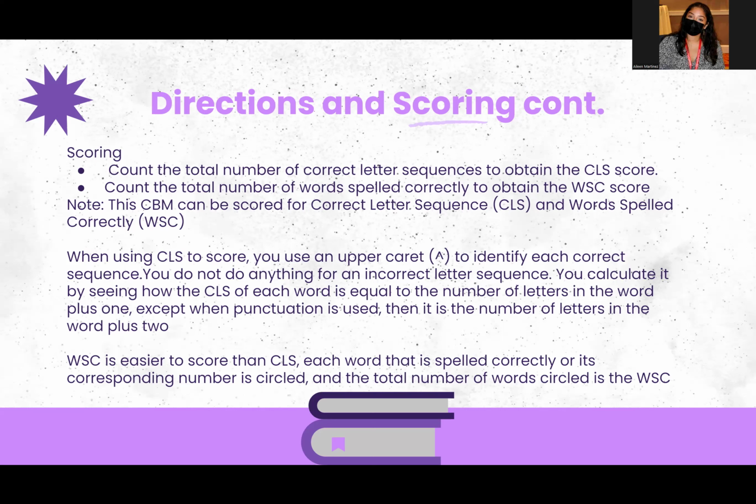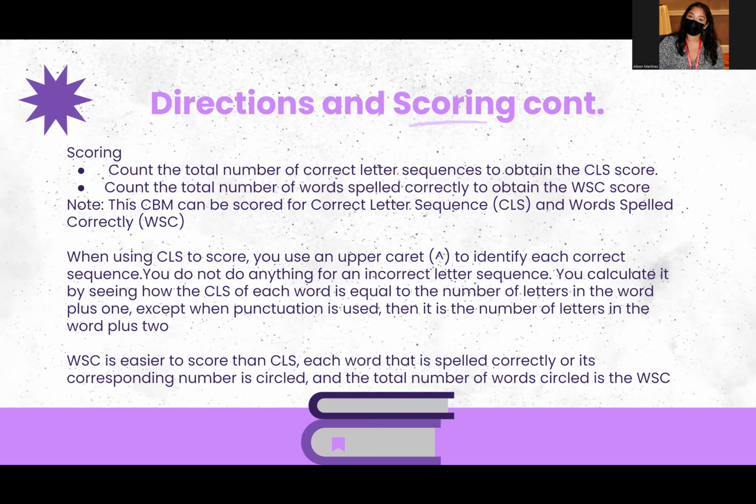So there are two different ways that you can actually score this particular CBM. When you use the CLS to score, you will use the upper caret, as we saw in the example, to identify each correct sequence. You do not have to do anything if there's an incorrect letter in the sequence. Basically, you calculate it by seeing how the CLS of each word is equal to the number of letters in the word plus 1, except when punctuation is used, then it is the number of letters in the word plus 2.